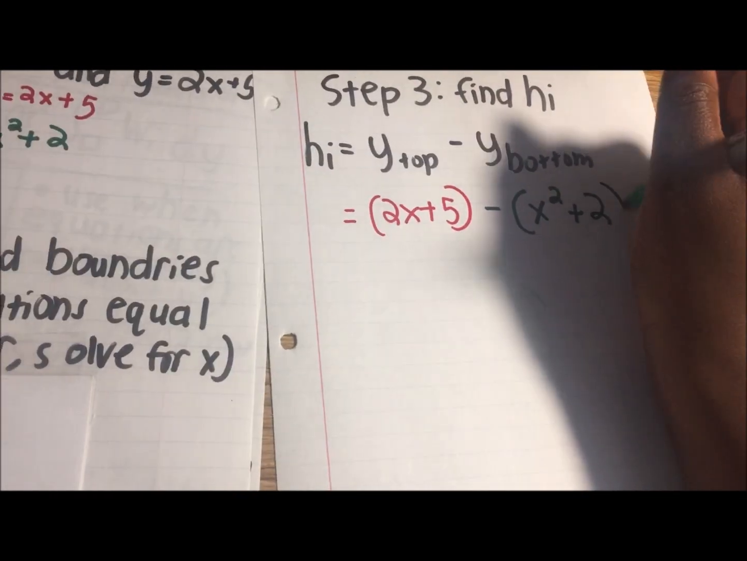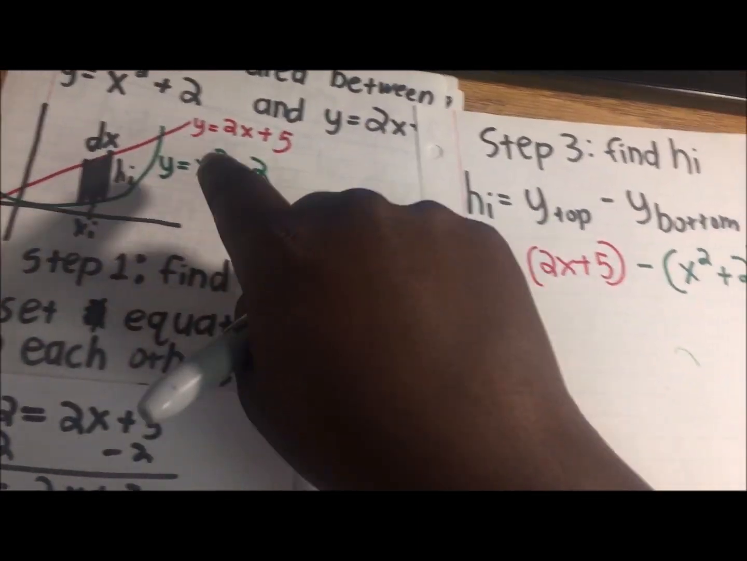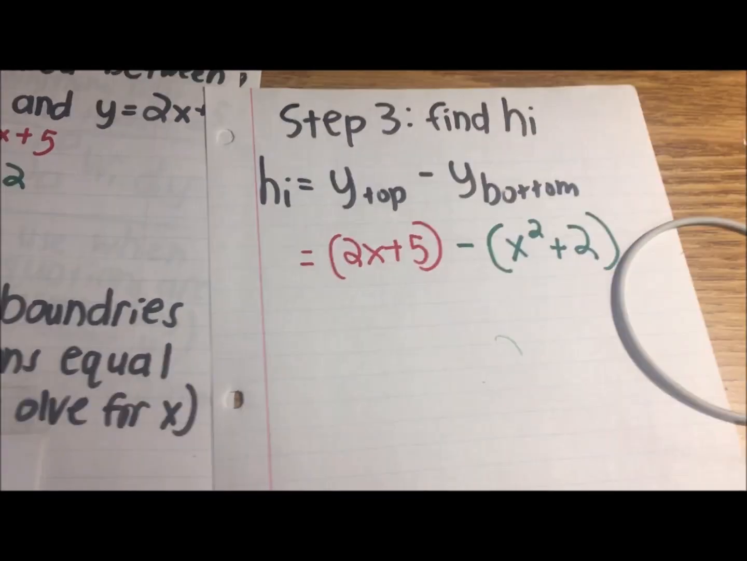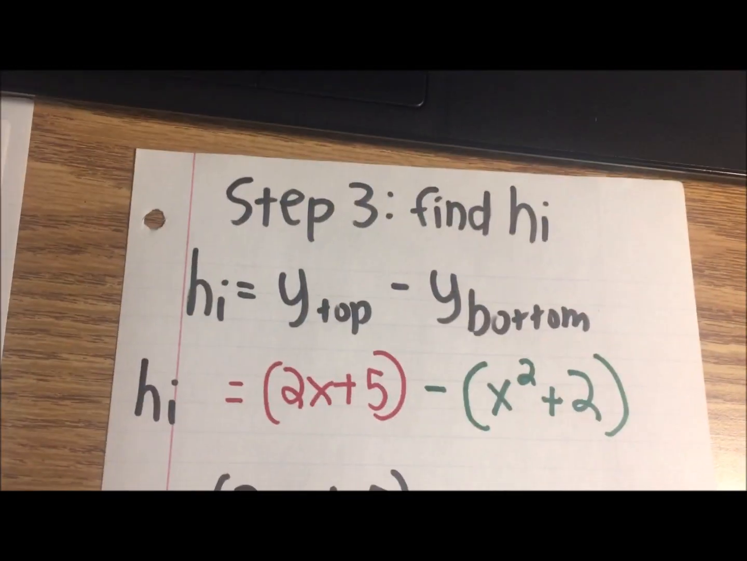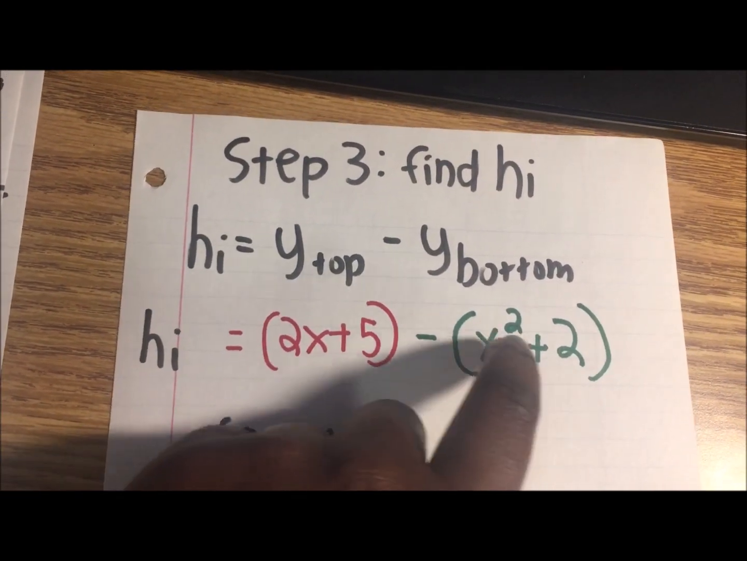Let me close parentheses. This is y top, touches the top of the strip. This is y bottom, touches the bottom of the strip. So this is what HI equals. We've established that HI equals 2x plus 5 minus (x squared plus 2).